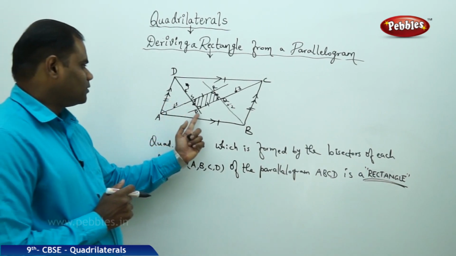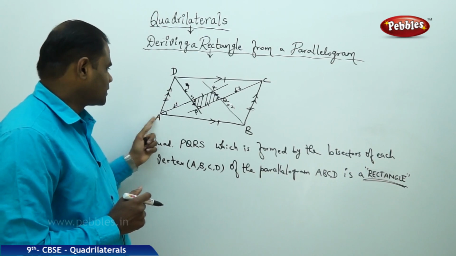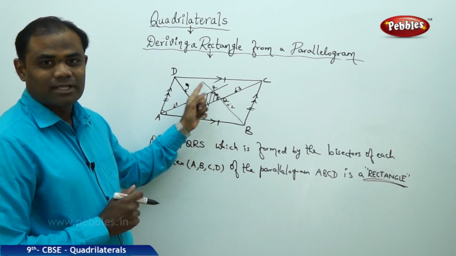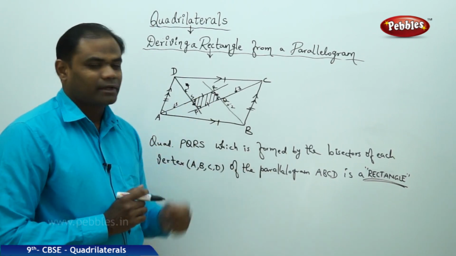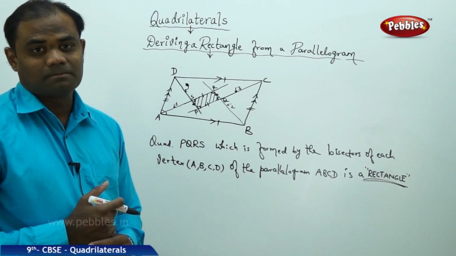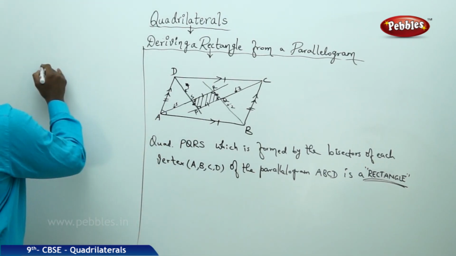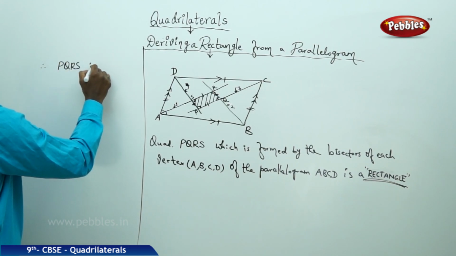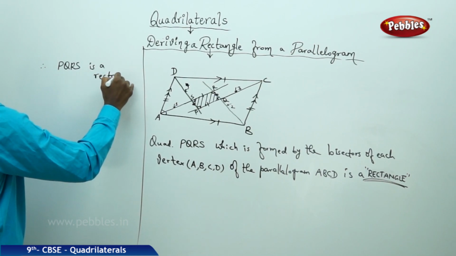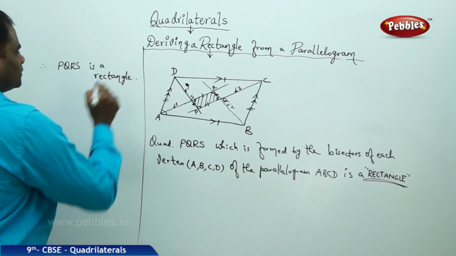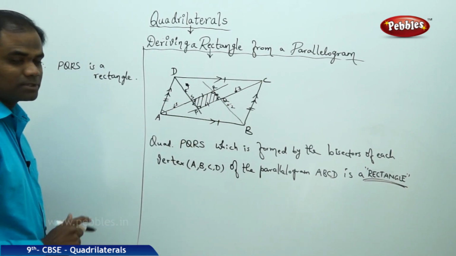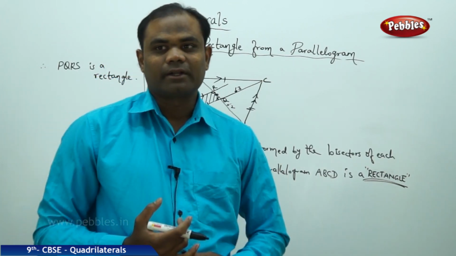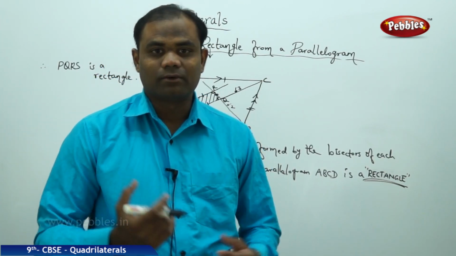The quadrilateral PQRS, which is formed by bisector 1, bisector 2, bisector 3 and bisector 4, forms a closed-sided region which is called a rectangle. This is how the property comes. Therefore, PQRS is a rectangle and each of the angles is 90 degrees and opposite sides are equal. This is how we understand the concept of the rectangle derived from a parallelogram.